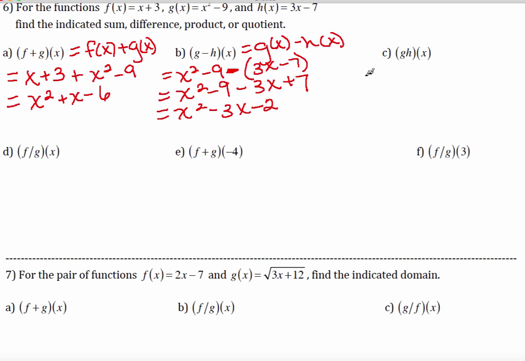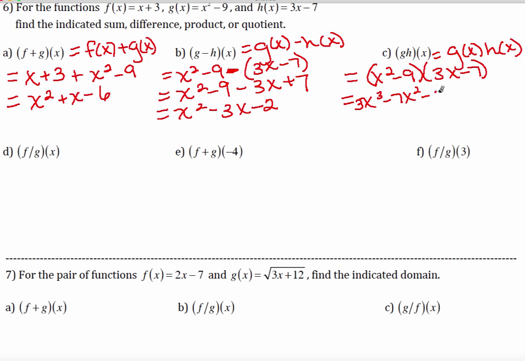And that's it. Now let's go ahead and do g of x times h of x. And my g of x function is x squared minus 9. I'm going to multiply it by h of x. Use parentheses for multiplication. Your h of x is 3x minus 7. And then we're going to go ahead and FOIL that out. I get 3x cubed minus 7x squared minus 27x plus 63. And I do not think that there are any like terms that I can combine, so we're just going to leave that as is.